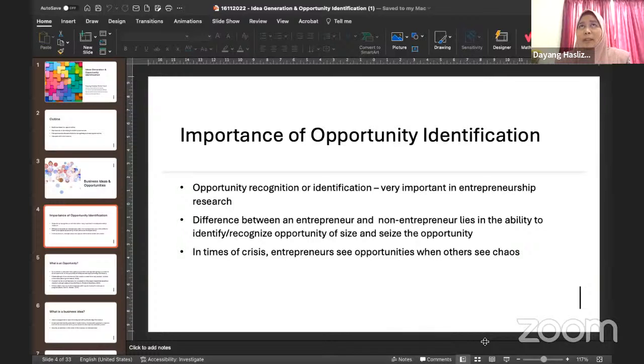It is said that in chaos, in times of crisis, in times where there are a lot of problems, non-entrepreneurial people will see there will be a lot of problems, a lot of challenges, it will be difficult. But entrepreneurs will see there are actually more business opportunities. Because entrepreneurship is about solving people's problems. So when there are a lot of problems, of course there are a lot of opportunities for solutions.